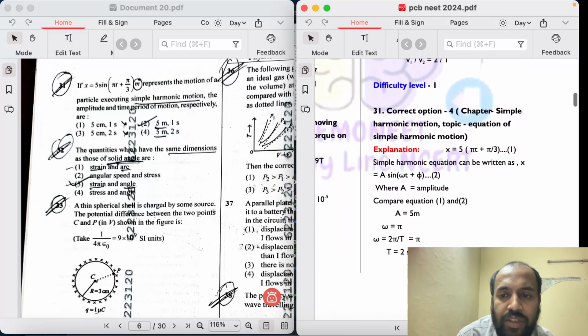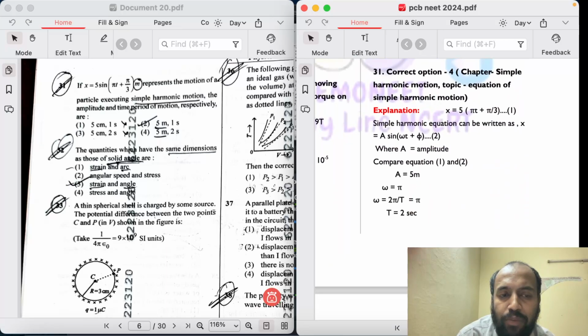The next question is from the chapter of simple harmonic motion of class 11, and they have given you the equation. This is the displacement equation, we know, and we can write down the standard equation and compare and find out different parameters. So you can look at in the question, they have given the equation here, represents the motion of a particle executing simple harmonic motion. By that we mean that the acceleration is proportional to displacement. That's the definition of simple harmonic motion. What will be the amplitude and time period of motion?